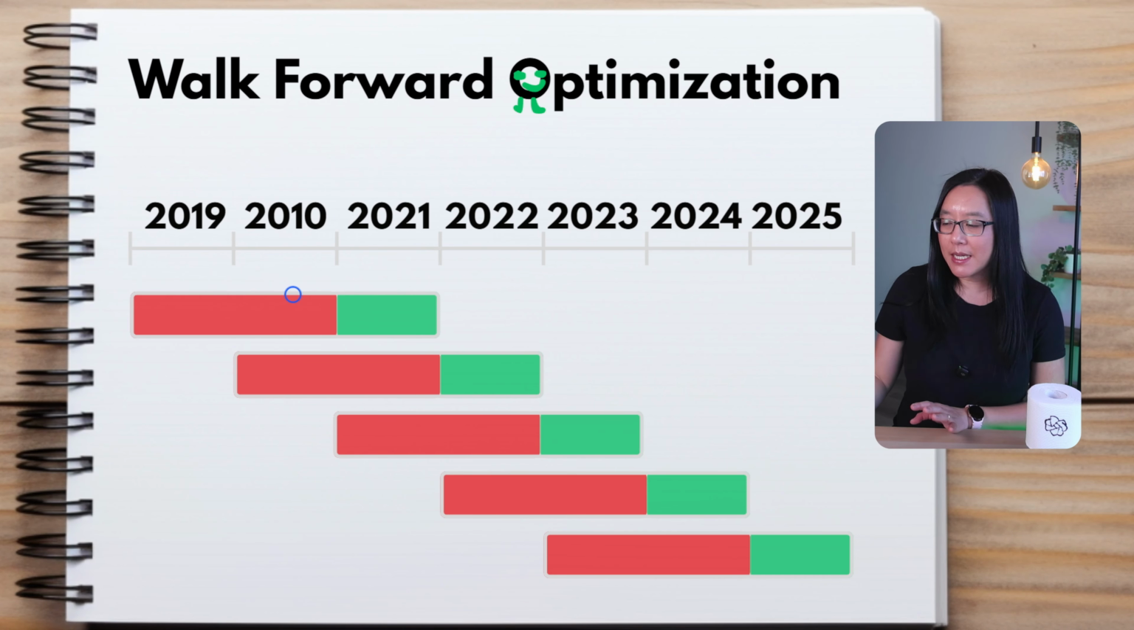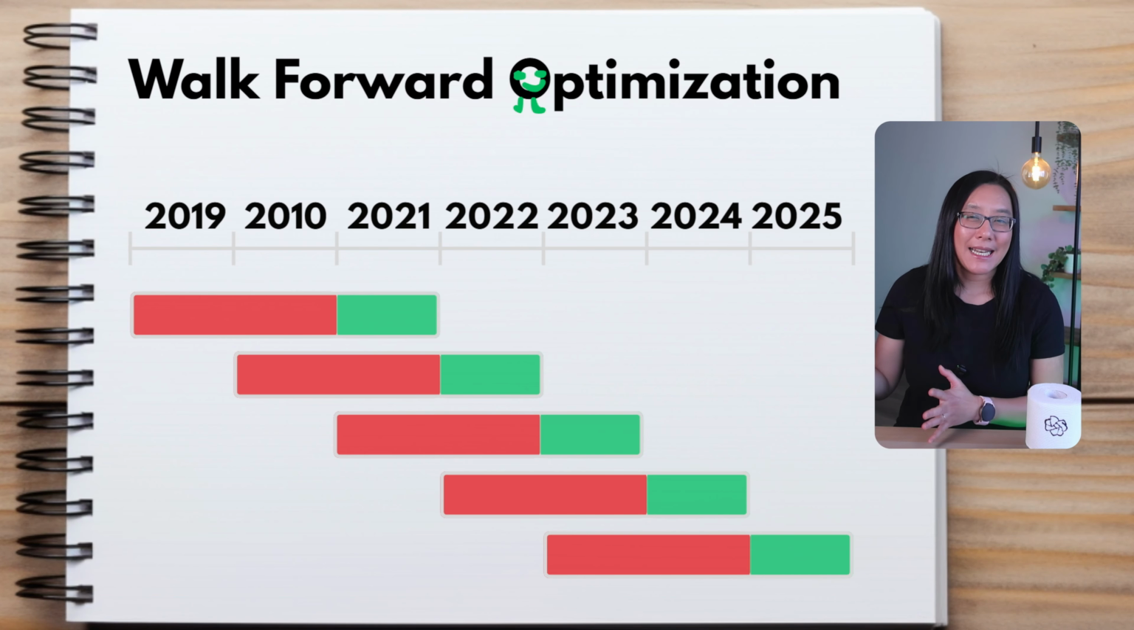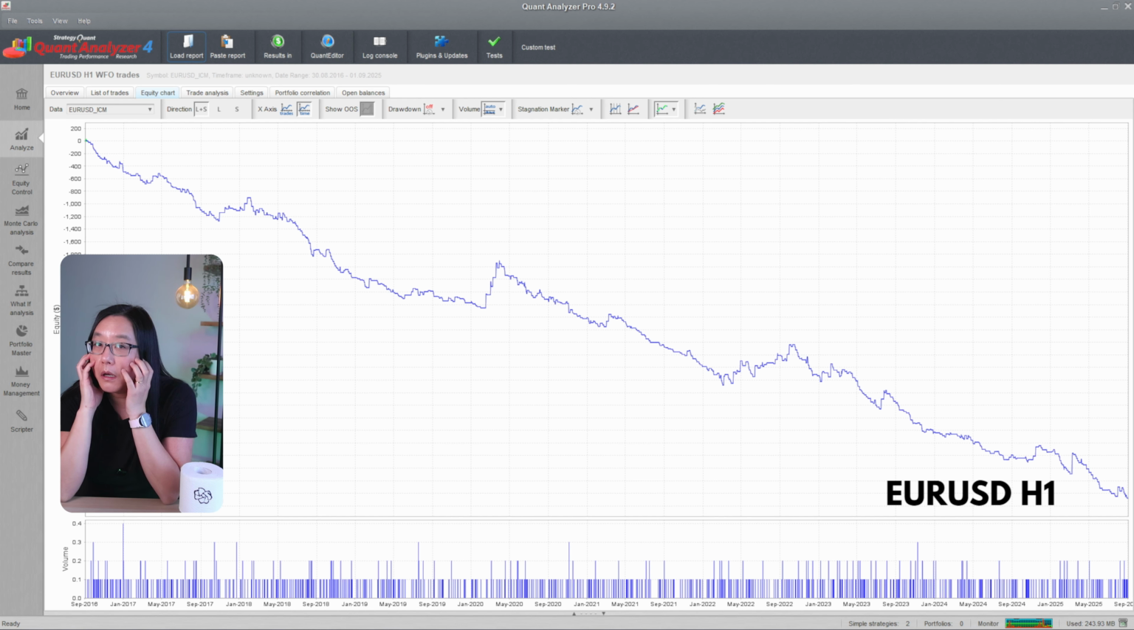then find the setting that works the best and pick those settings, and then repeat that process again, optimize, find the best settings, and then trade using those settings. So every single year for my trading strategy, we could be using totally different numbers every single year. Let's apply walk forward optimization to our EURUSD 1 hour testing and see what we come up with.